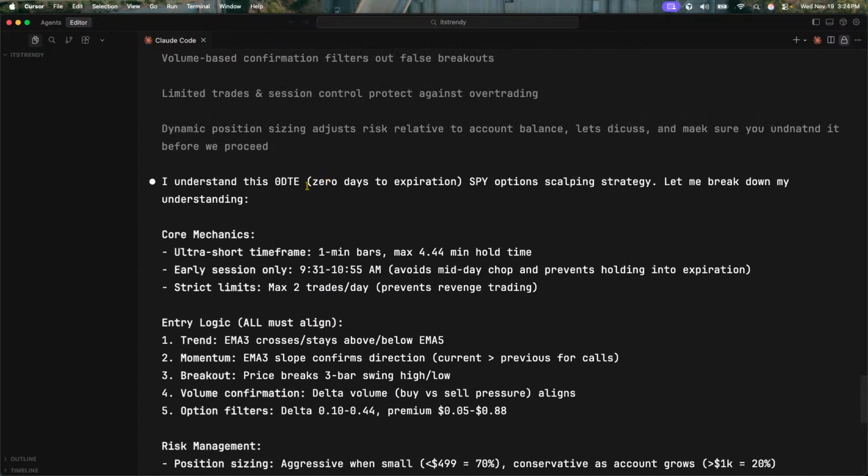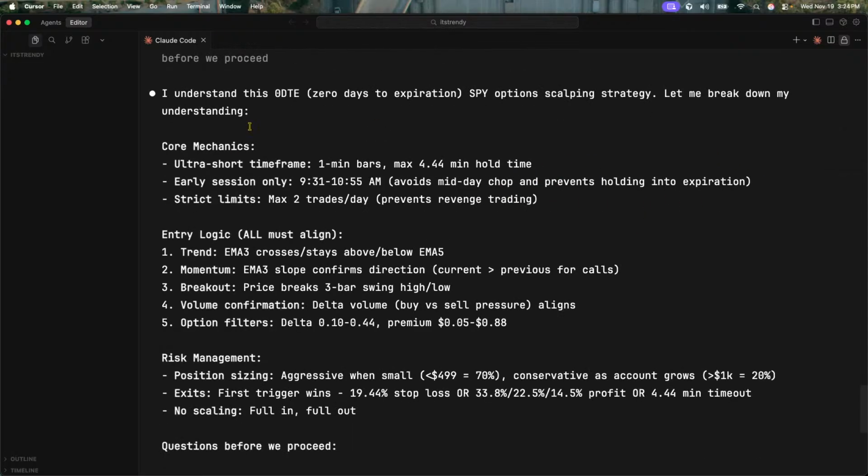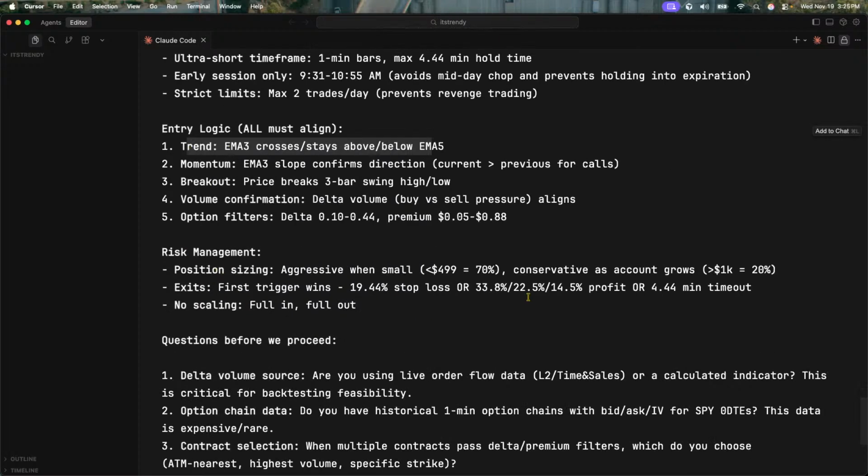I understand 0 DTE, 0 days to expiration, SPY option scalping strategy. Let me break this down with my understanding. Ultra short time frame, 1 minute bars, max hold time 444. Early session only, 9:31 to 10:55. Avoid the midday chop and prevent holding into expiration. Strict limit, max 2 trades per day, prevents revenge trading. Entry logic, all must align. Trend, okay, we know that. Risk management.